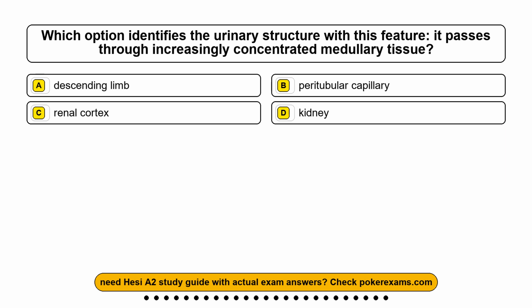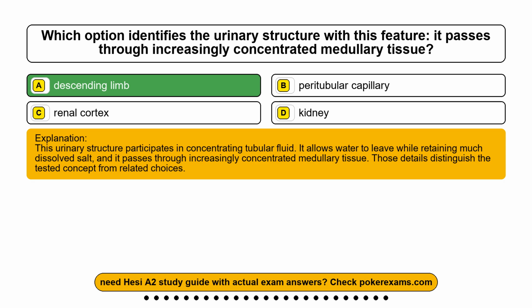Question 16. Which option identifies the urinary structure with this feature? It passes through increasingly concentrated medullary tissue. Option A, descending limb. Option B, peritubular capillary. Option C, renal cortex. Option D, kidney. The correct answer is option A, descending limb.